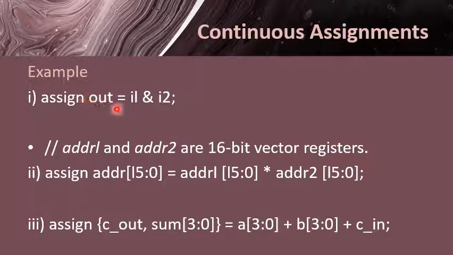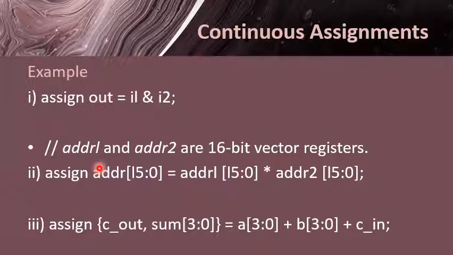Let us look at a few examples of this continuous assignment. The first one is assign out equal to i1 and i2. Here i1 and i2 are both single bit, as well as out. This statement just evaluates the AND operation of i1 and i2 and assigns the result to the left hand side operand, that is out.